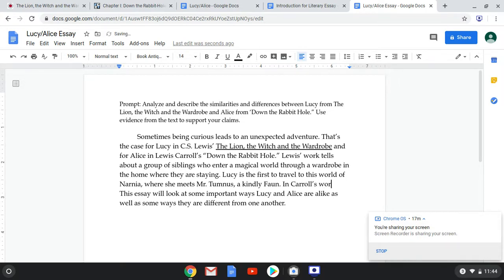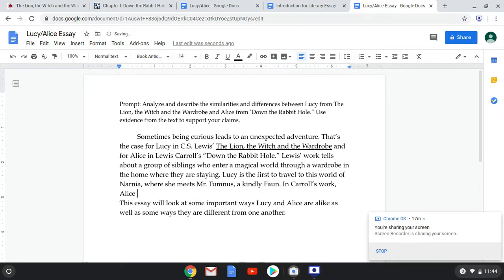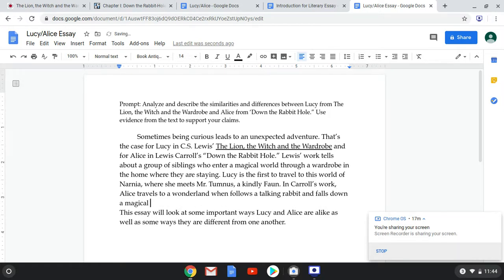In Carol's work, Alice travels to a magical world. I think it's called maybe the Wonderland. Travels to a wonderland when she follows a talking rabbit and falls down a magical rabbit hole.